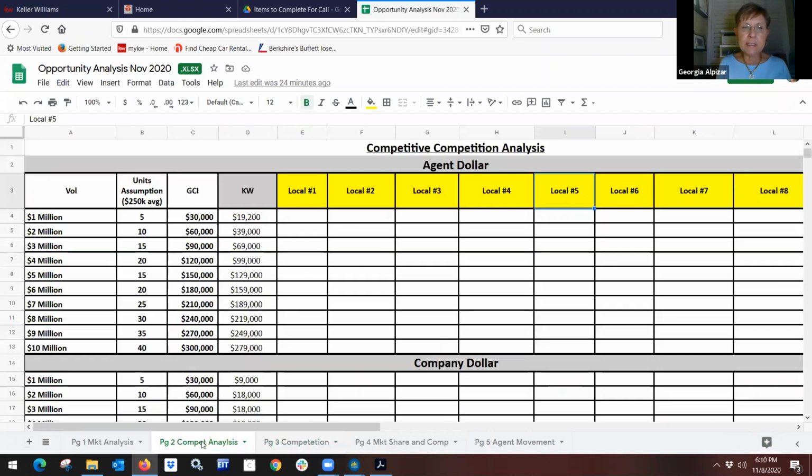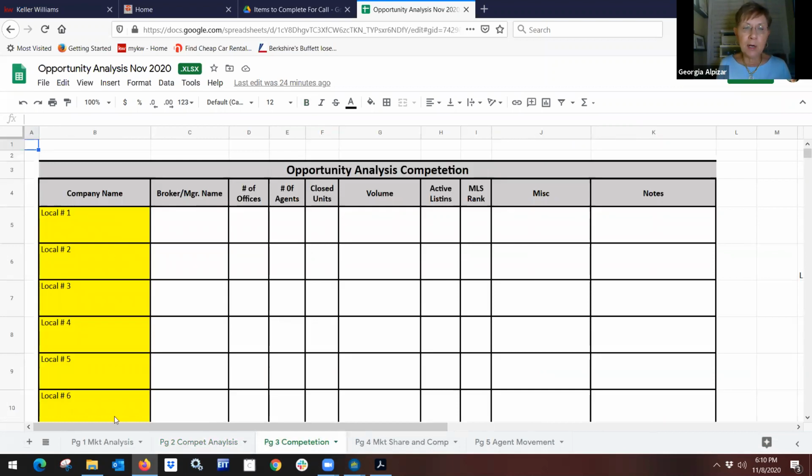So these offices here, whoever you listed here, whether it be 5 or 8 or 10, those are the same offices you're going to list here because this is your competition, okay? This is where you're going to put down their broker name, how many offices they have, because you might have a Caldwell Banker office under the same brokerage, so they could have three or four locations. The number of agents, and I'll show you where you get that. Their closed units, their volume, how many active listings they have, which I think it's easier to go to MLS and pull that, and then their MLS rank, and then any miscellaneous information that you know, and any notes.